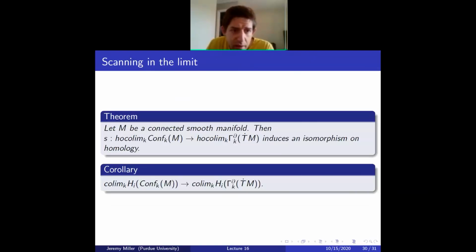So the theorem that we're going to prove next time, or sketch the proof of next time, is that the scanning map gives you a map from the homotopy colimit of the configuration spaces under their stabilization maps to the homotopy colimit of the section spaces under their scanning maps, and this is an isomorphism on homology in all degrees. And so a corollary of that is that the colimits of the homologies agree.